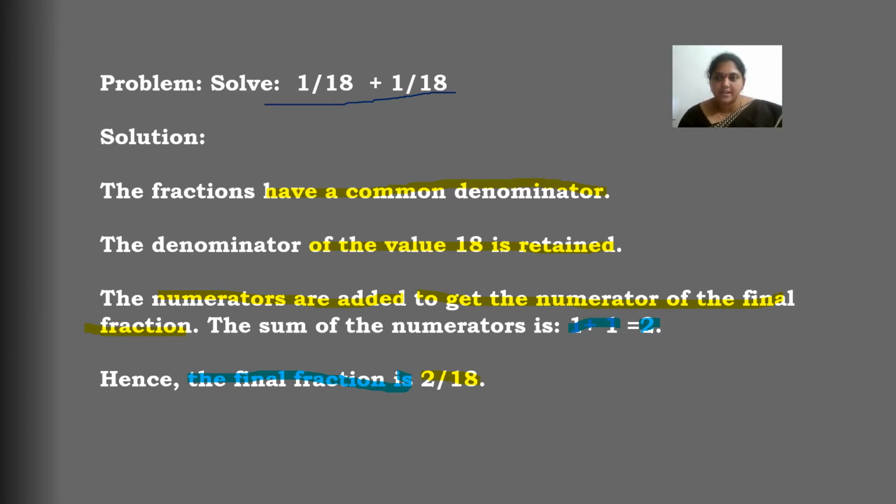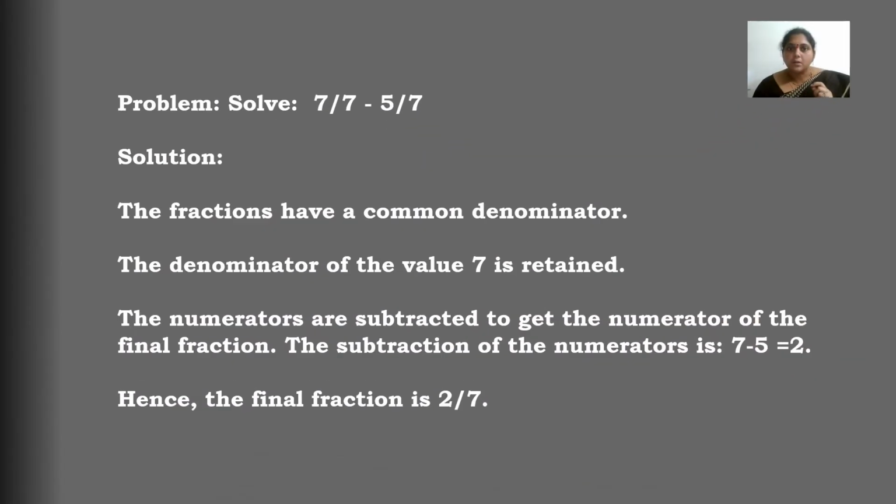One more example we will see here: subtracting like fractions. My problem is 7 by 7 minus 5 by 7. Here the fractions have a common denominator. The denominator 7 is retained. The numerators are subtracted to get the numerator of the final fraction. So what numbers do I have to subtract here? The numerators are 7 minus 5.